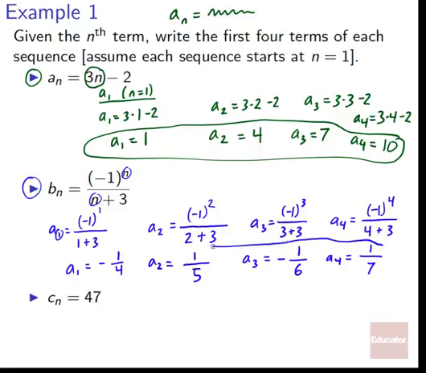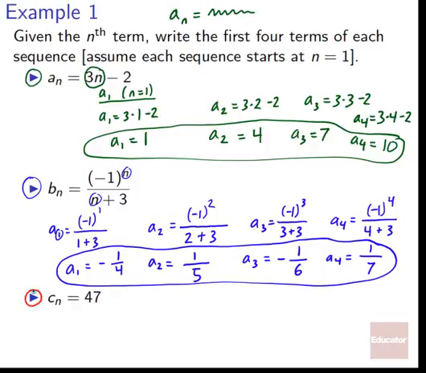A1 equals negative 1/4, A2 equals positive 1/5, A3 equals negative 1/6, A4 equals 1 over 7. We found the first four terms. Oh, whoops. That whole time it shouldn't have been A, because it was B.